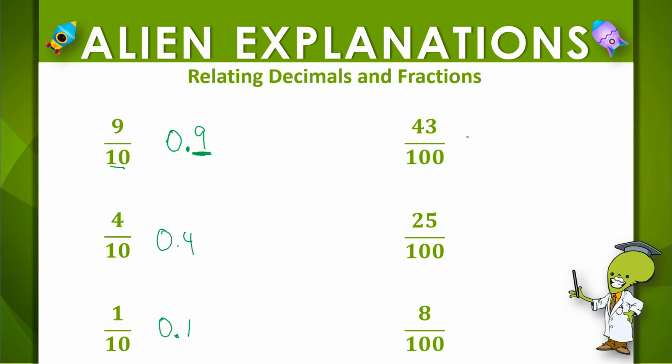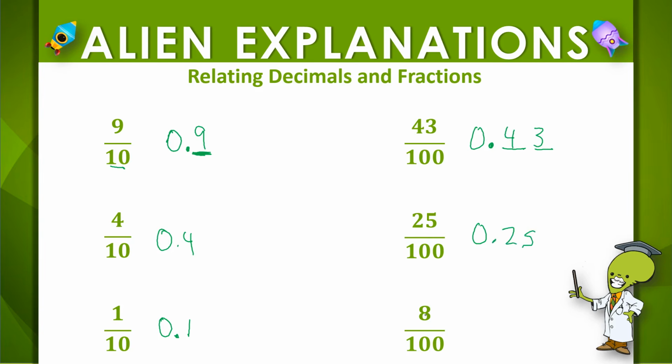Now for hundredths, think about these as pennies. It represents two spots behind the decimal point. So I have 43 hundredths. If you had 43 pennies, how would you write that? You would write it as 0.43. If you had 25 pennies, you'd write it as 0.25.